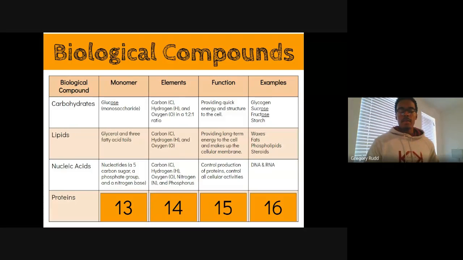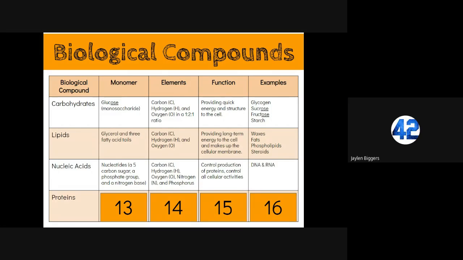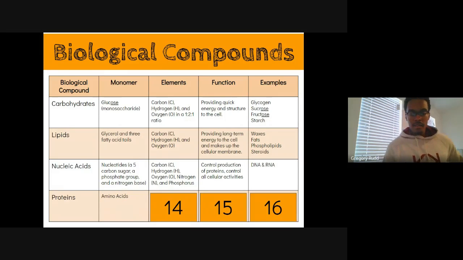Okay, that should be enough time. So our last row, proteins. What's the monomer of a protein? Amino acid. Yes, thank you. An amino acid, we have 20 amino acids, which gives us a huge variety of proteins that we can make.